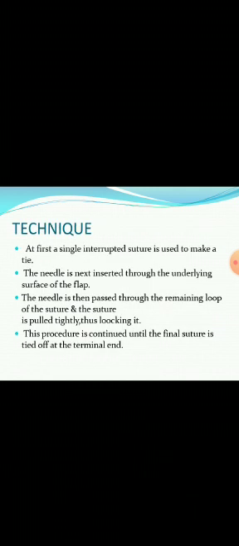Locking continuous sutures are used for long edentulous areas and tuberosities in retromolar areas. The advantage: it avoids the multiple knots of interrupted sutures. At first, a single interrupted suture is used to make a tie. The needle is next inserted to the underlying surface of the flap. The needle is then passed through the remaining loop of the suture and the suture is pulled tightly, thus locking it. This procedure is continued until the final suture is tied off at the terminal end.